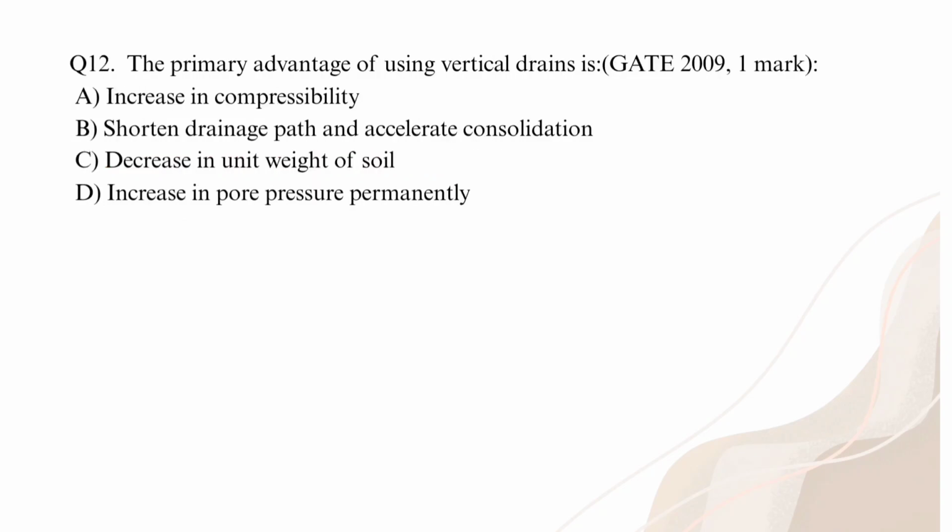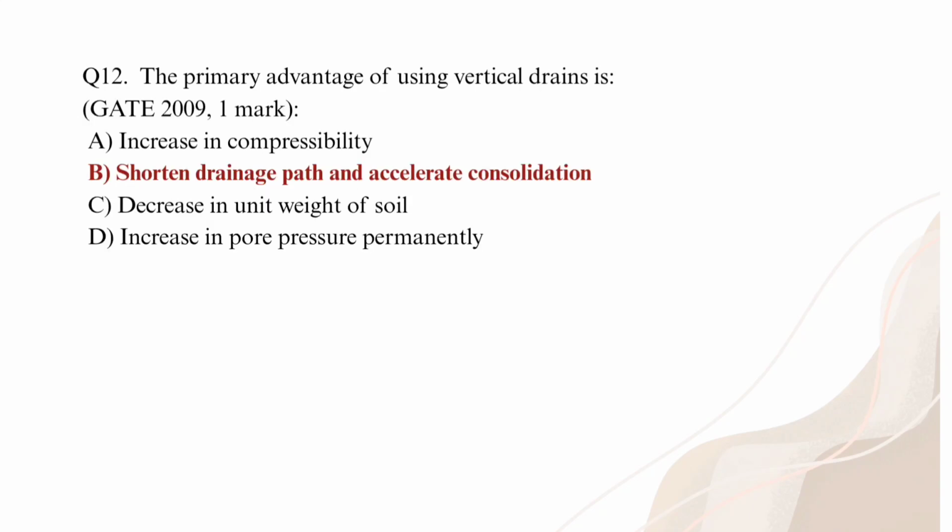The primary advantage of using vertical drain is, and the options are option A increase in the compressibility, option B shorten drainage path and accelerate consolidation, option C decrease in the unit weight of soil, and option D increase in the pore pressure permanently. And the correct answer is option B, it shortens the drainage path and accelerates consolidation.